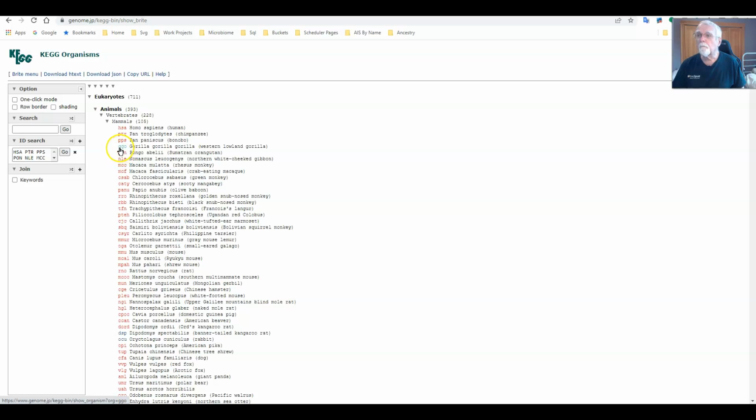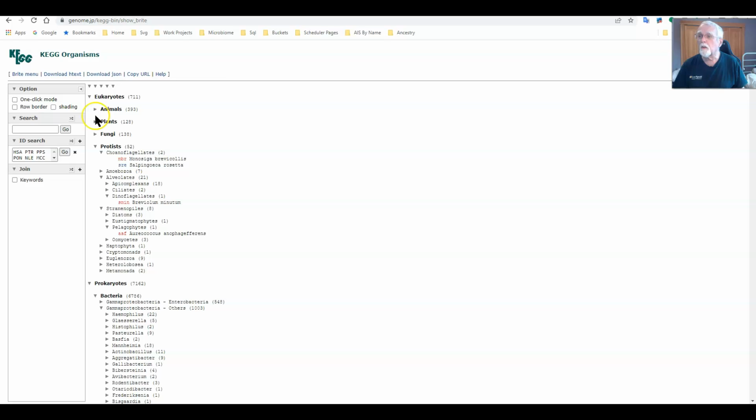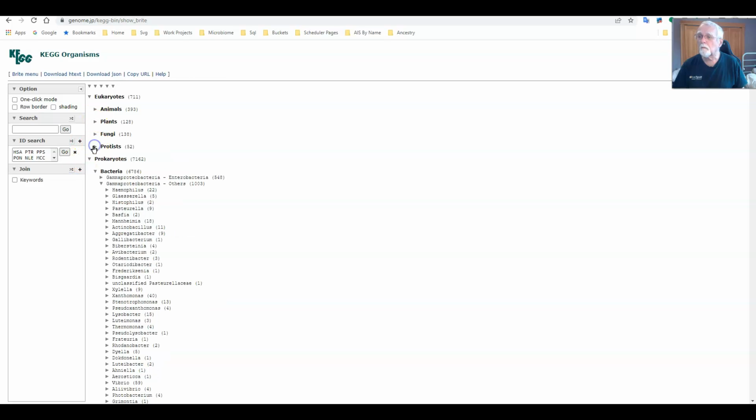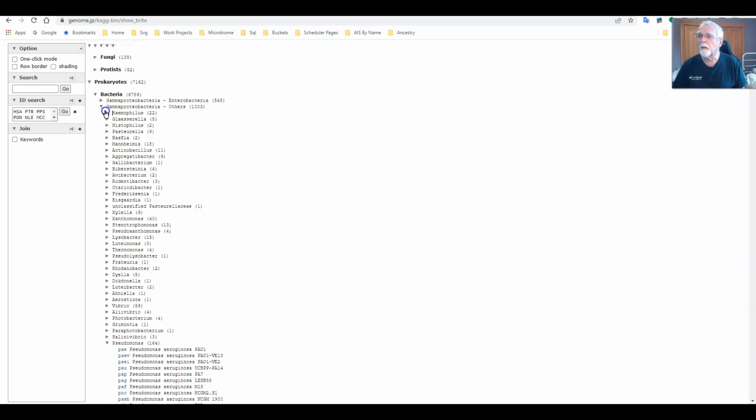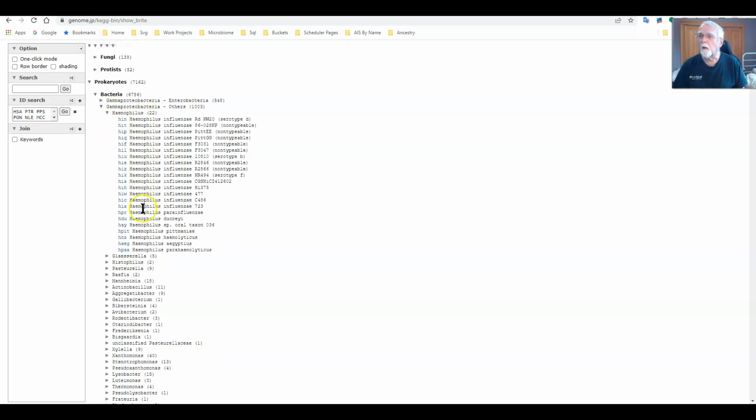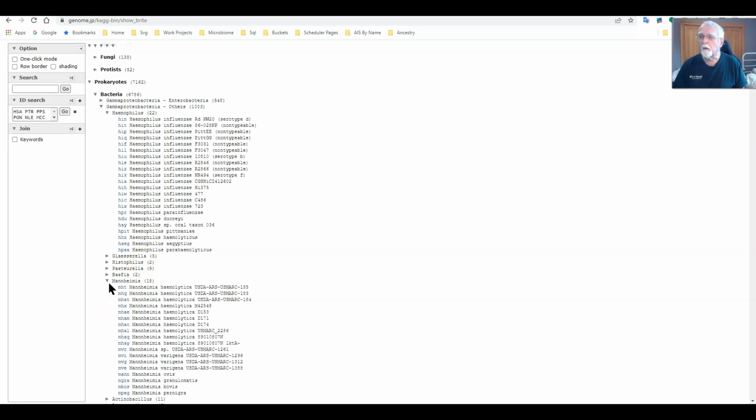We have some items which are red and some items which are green. Red indicates it is not found in that creature, but we're not interested in creature. We are more interested in bacteria. So we're down here in bacteria. When we open up, we see it's not found in any of those ones.